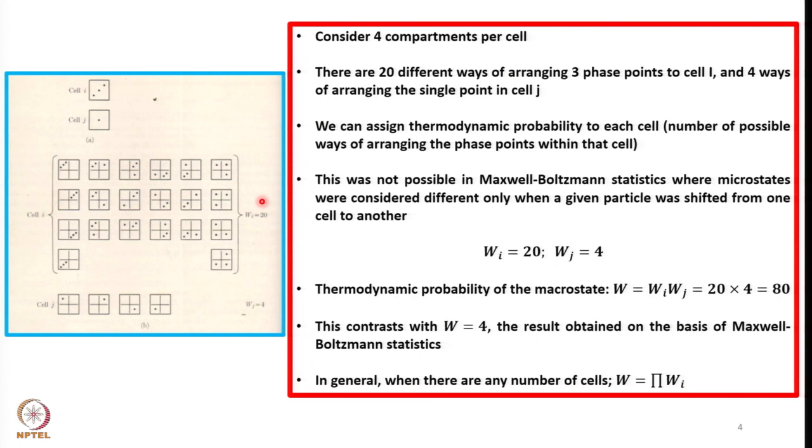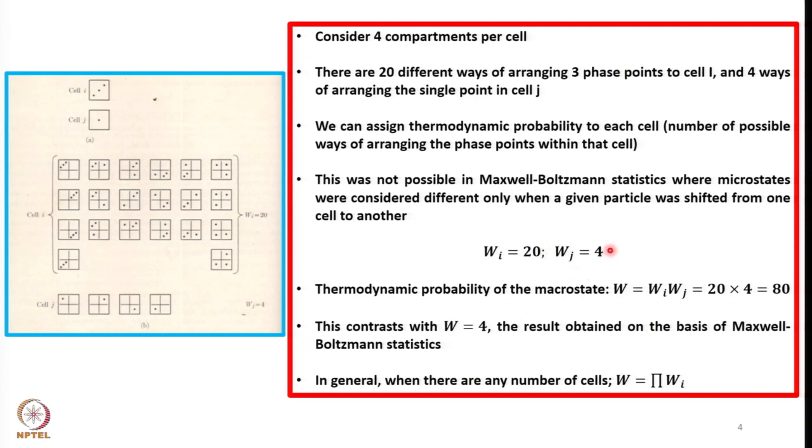I hope you understood that we considered compartmentalization of cell I. We created 4 compartments and also in cell J. And then if you consider the various permutations and combinations, there are 20 different ways of arranging 3 phase points in cell I and 4 different ways of arranging 1 phase point in cell J. Remember that this was not possible in Maxwell-Boltzmann statistics, where the microstates were considered different only when a given particle was shifted from one to another. In this case, we have Wi equal to 20, Wj equal to 4.